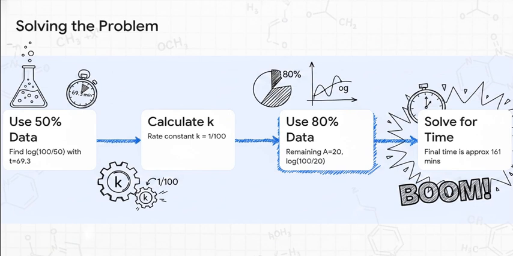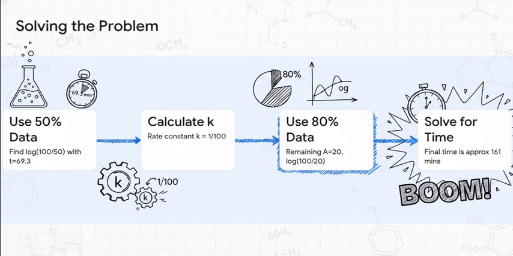Step 1. Let's assume our initial concentration, A0, is a perfect 100. If the reaction is 50% complete, what's our remaining concentration A? Well, it's 50. So using our first-order formula, we plug in our time of 69.3 minutes. We get the log of 100 over 50, which is just the log of 2.